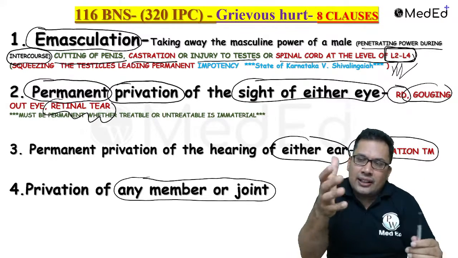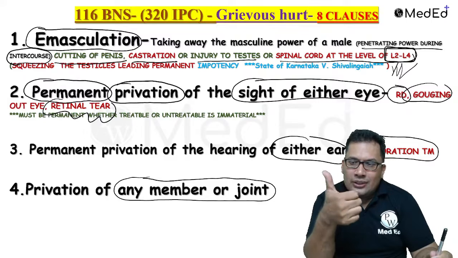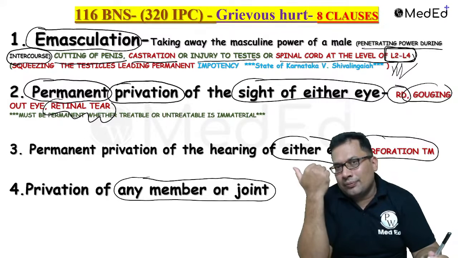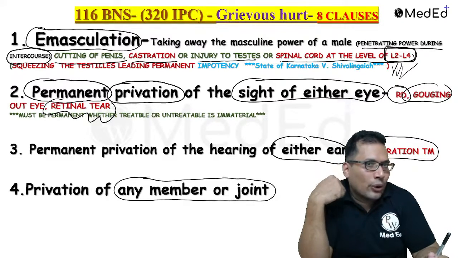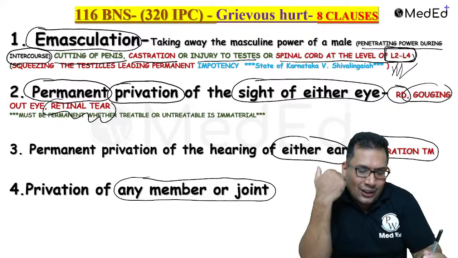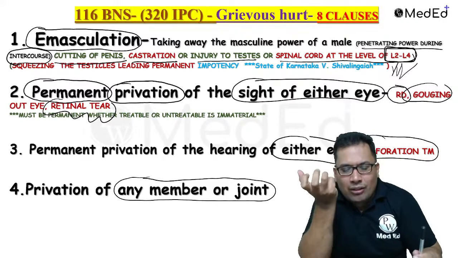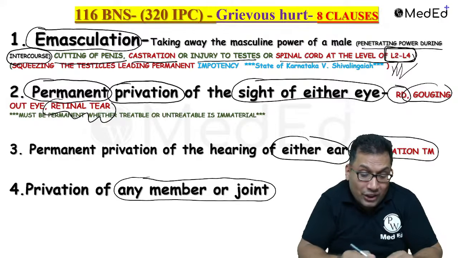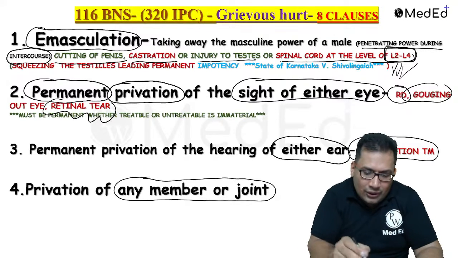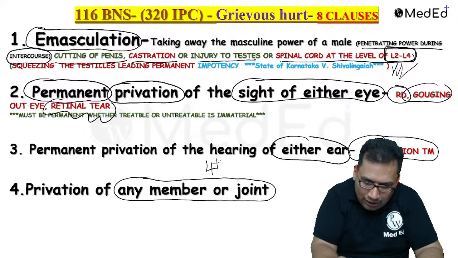Like, for example, a thumb. So thumb is a member of the body. Ear is a member of the body. Nose is a member of the body. So, privation of any member or joint, including joint, that is the 4th. Remember 4th clause, that is member.